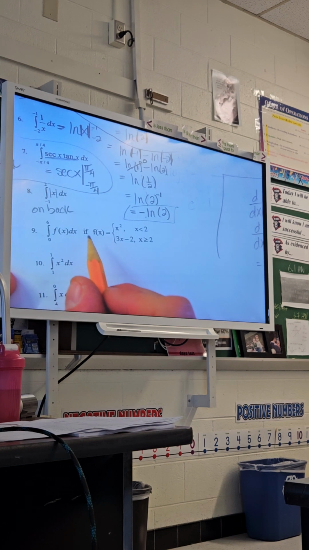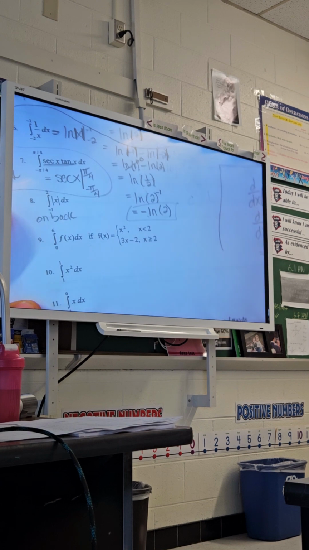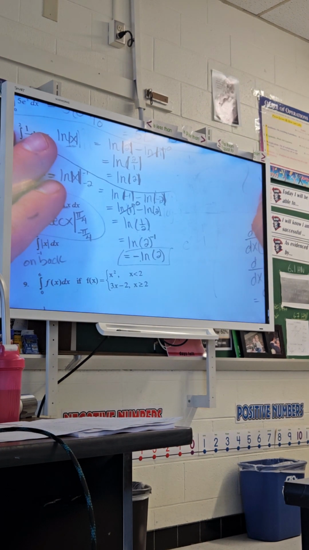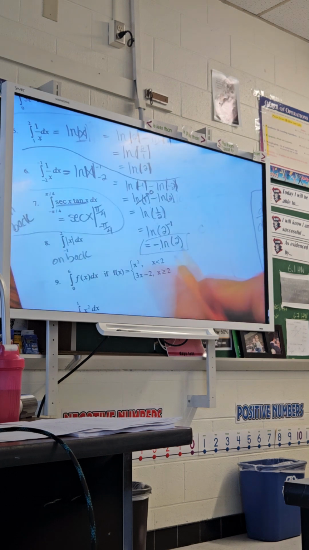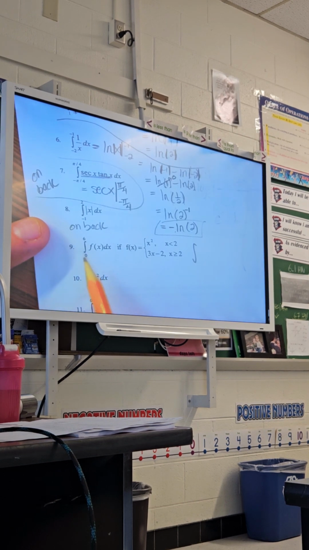Number 9 is about the same, y'all, except it's kind of long, and I need to get y'all through the notes, so I'm only going to kind of set it up. We're not solving all of number 9. Number 9 will turn into similar work. We will have the integral from 0 to 6, but they told me that the function equals x squared when x is less than 2.